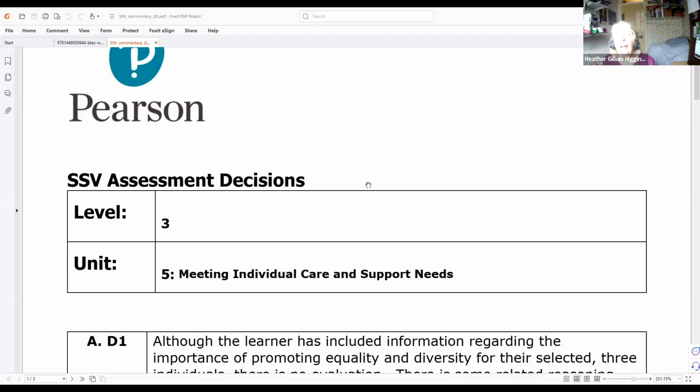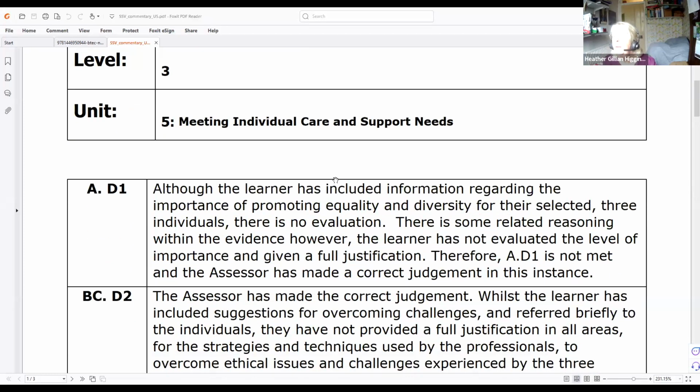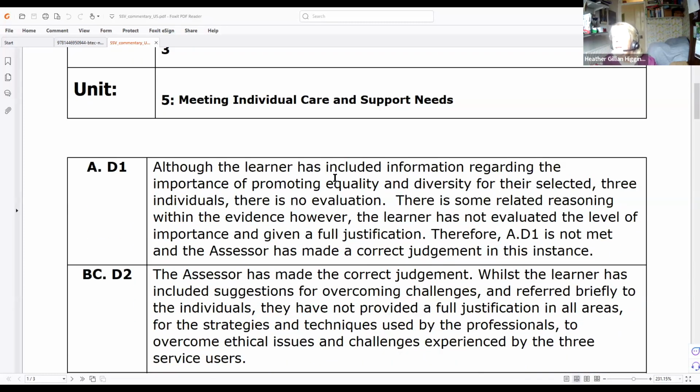So we're starting at the level 3, unit 5, meeting individual care and support needs. And I'm going to go through and explain exactly why the learner hasn't got everything and why we thought that they did some. So AD1, the learner has included information regarding the importance of promoting equality and diversity for the selected people, but there's no evaluation. There is some related reasoning within the evidence, but they haven't evaluated the level of importance. So they've said why, but they haven't said exactly by how much. Does it make much difference? And they've not given a full justification. Therefore, AD1's not met and the assessor's been right in their judgments.